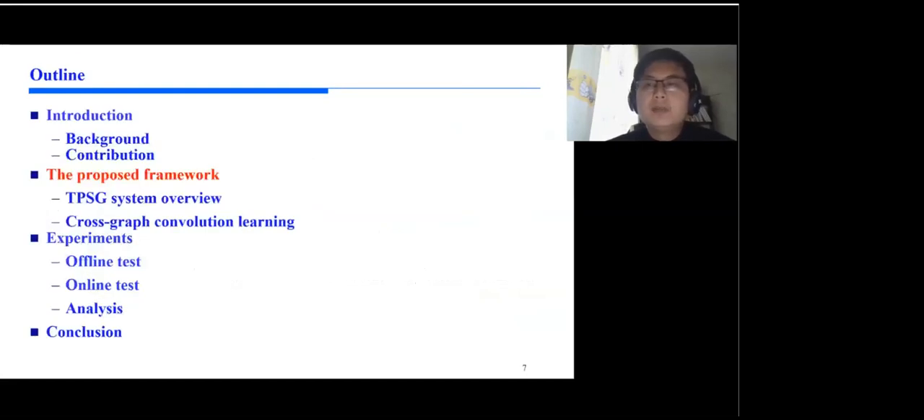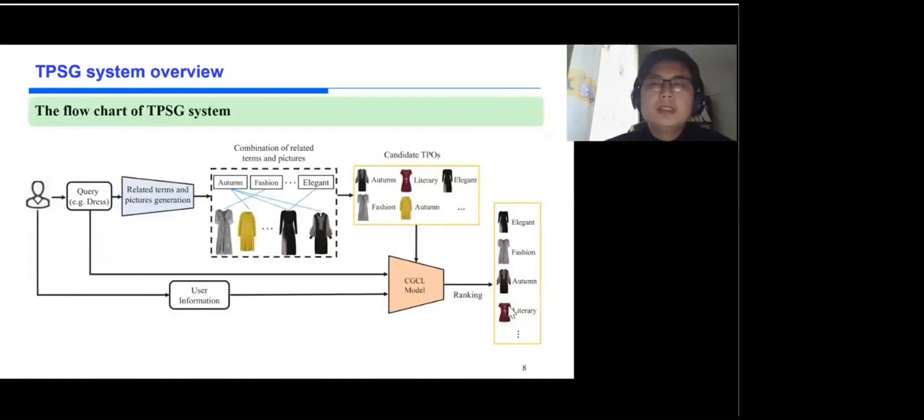Then, we introduce our proposed framework in detail. The TPSG system is shown in the figure. For the query of dress, the search engine first generates lots of relative terms. For each term, a number of corresponding pictures are attached. The combination of these initial terms and attached pictures will produce a great number of candidate TPOs. Then, we design the framework to recommend the personalized TPOs from these candidate terms and related pictures. It should be noticed that one picture may correspond to multiple terms and pictures.